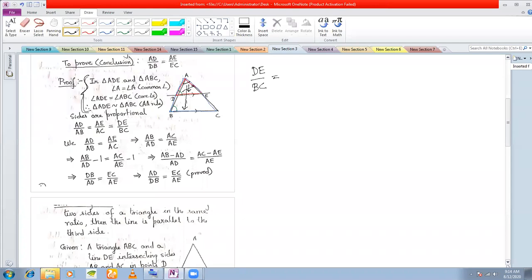Opposite to the green angle in the smaller triangle, you have AE, and opposite to this green angle in the bigger triangle, you have the side AC. And obviously, this third angle is also equal. These two angles are also equal. Okay, and opposite to this angle is this side in the smaller triangle AD, and opposite to this angle is your side AB.